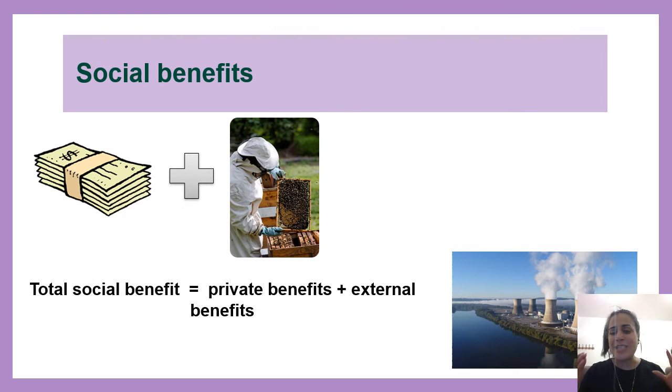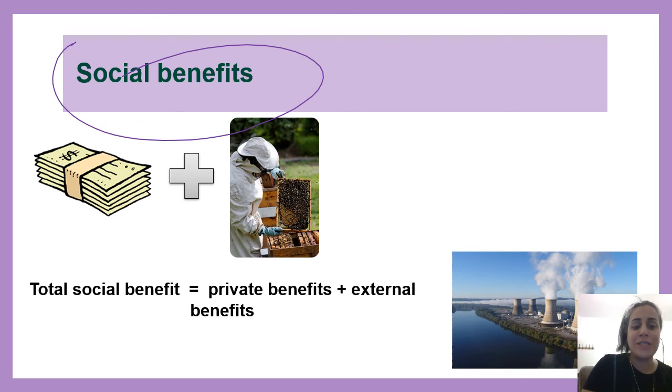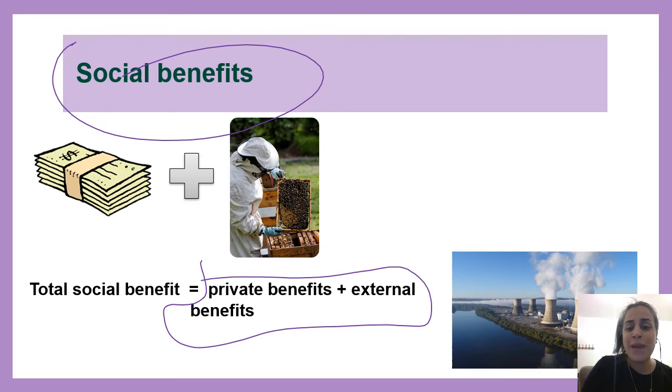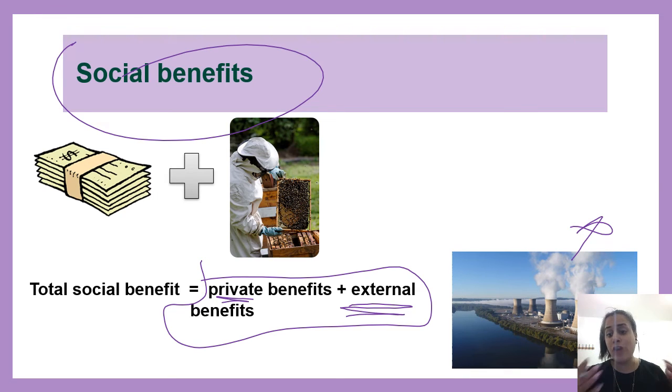Now, what do we mean by social benefits? Social benefit is when I add both kinds of benefits together, both the private and the external. So the private benefit of a product along with the benefits it creates for the society would be known as a social benefit. Okay, and this is how we find it. And here is another example, a nuclear power plant. This is a much safer and greener alternative to fossil fuels.